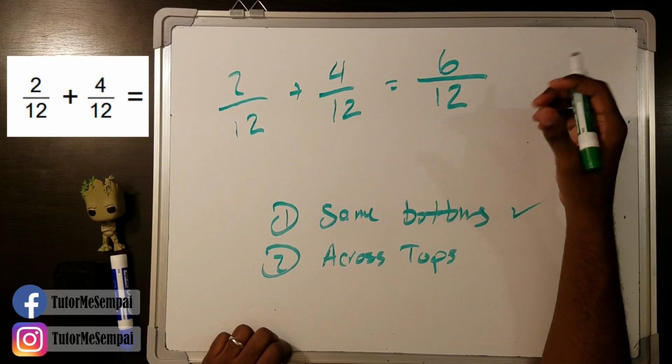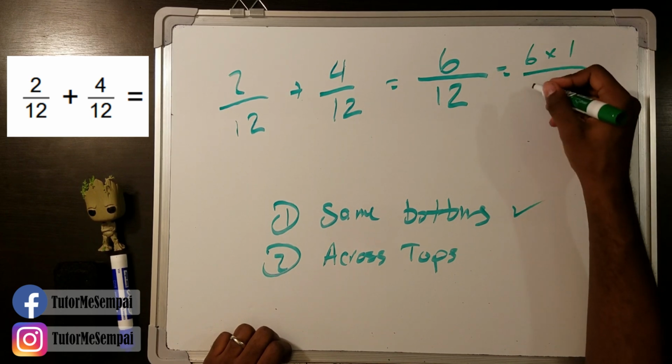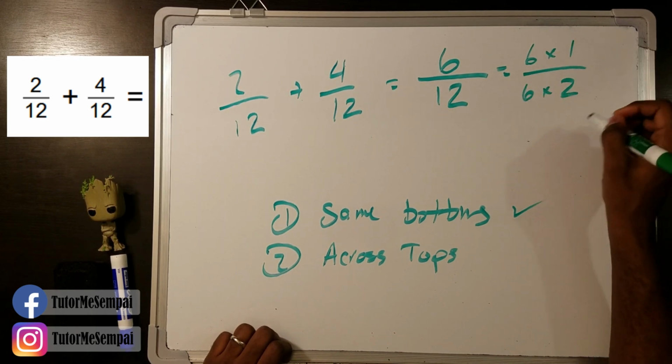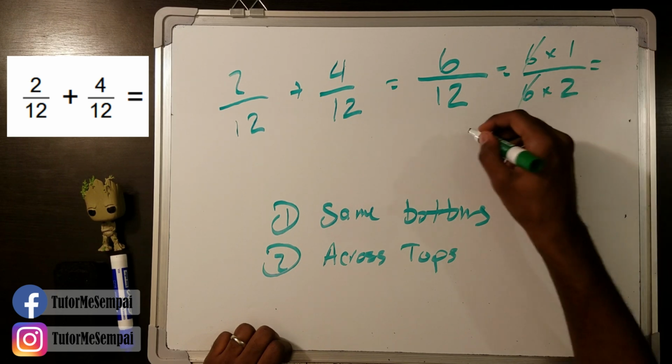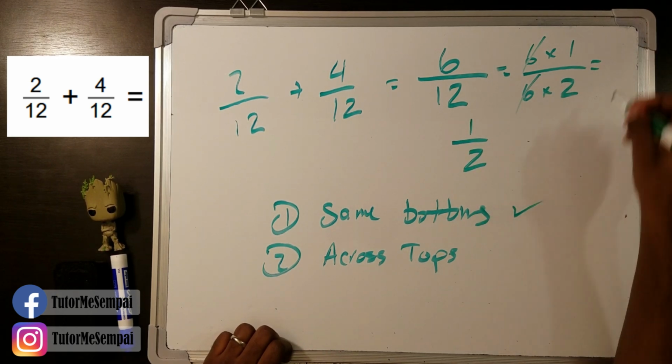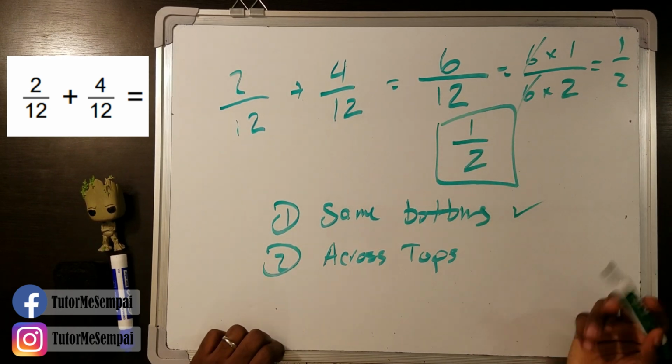Let's go a little step further and simplify this. And when we do that, we get 6 times 1 over here, and then 6 times 2. And when we cross those out, we are left with 1/2. Squeeze that right here, but 1/2 is our answer. Let's look at the subtraction.